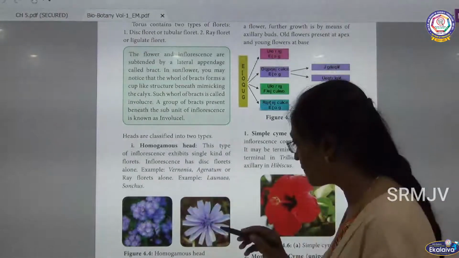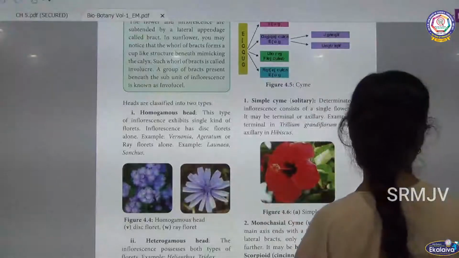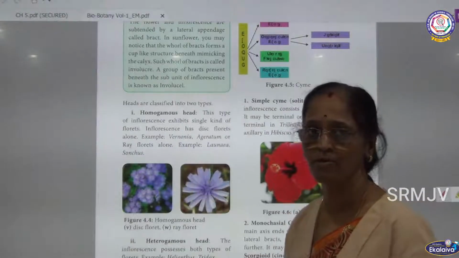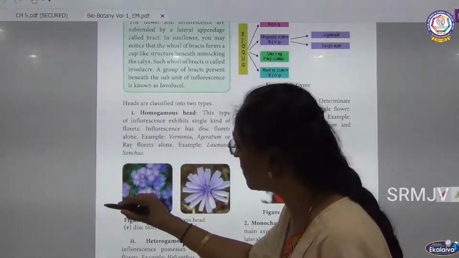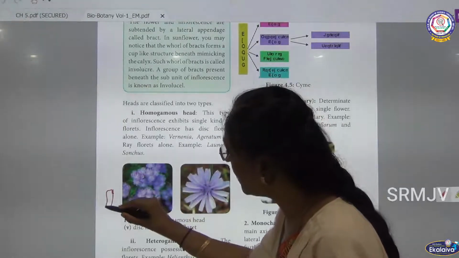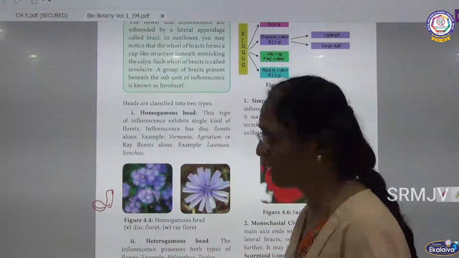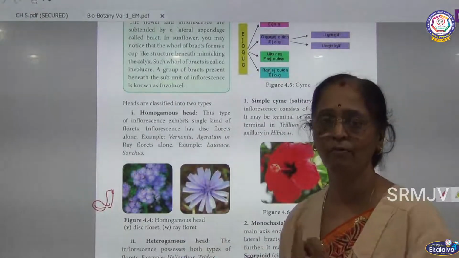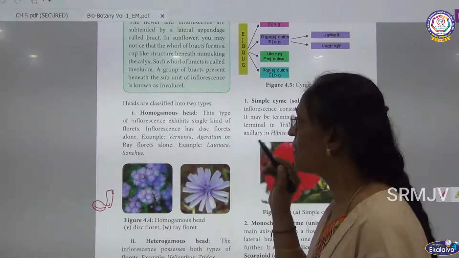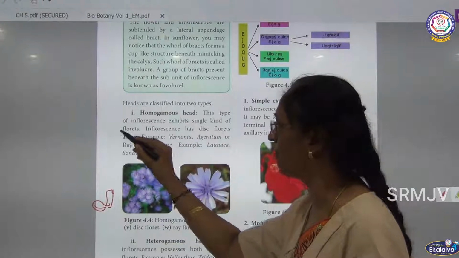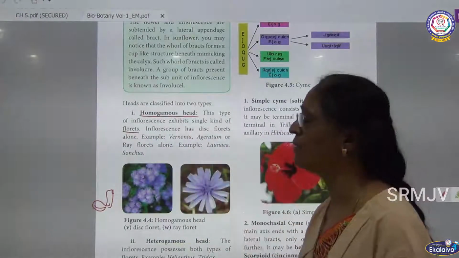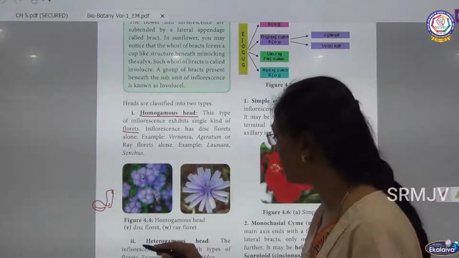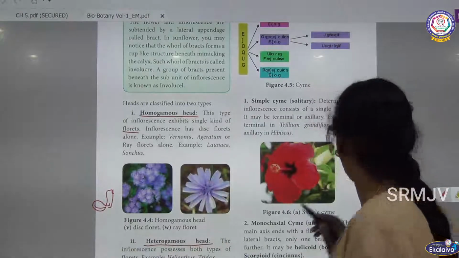In this head, you will find two different kinds of florets, which you call ray florets and tubular florets. You will find the central flowers, and then the ray florets at the periphery. If you see sunflower or tridax, you can find two different forms of florets. If the head has only one kind of floret, you call it a homogamous head. If the head has two different forms, you call it a heterogamous head.